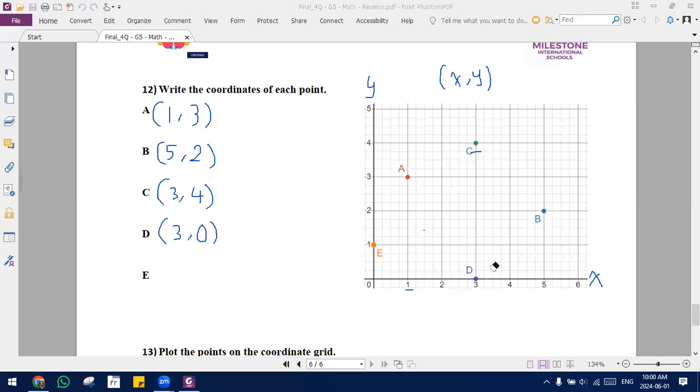Now, the last point, E. So where's the point E? It's on the Y-axis. So we know that the X value should be 0. Why? Because that point is not going to the right. It's 0. So what's the Y value? We check on the Y-axis, it's 1. So this is how we write the coordinates of the points.